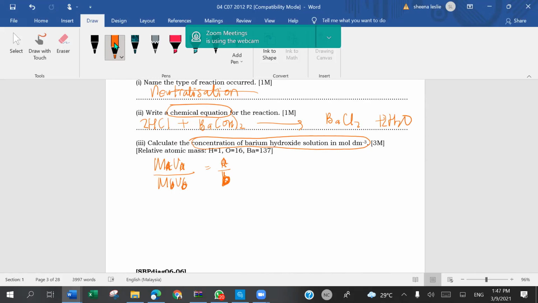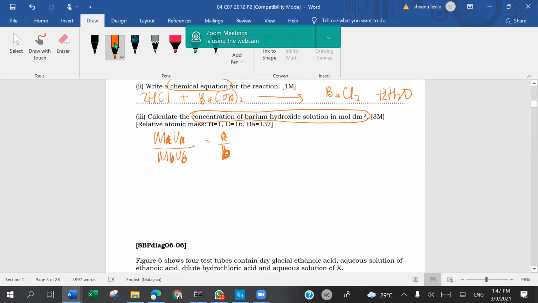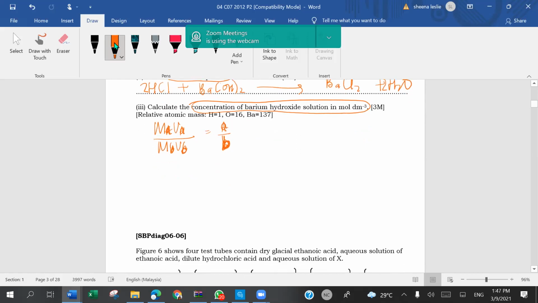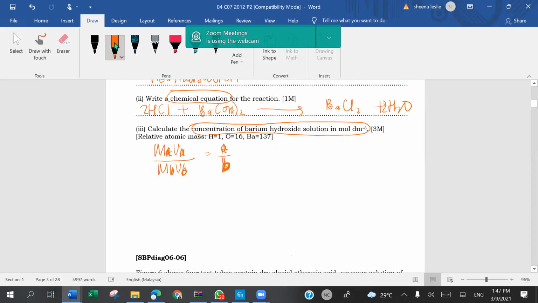Volume of acid, correct. Okay, what is my MB? Molarity of base. What's my VB? Volume of base. Okay, so that is one thing.